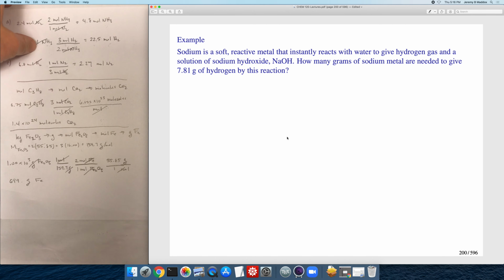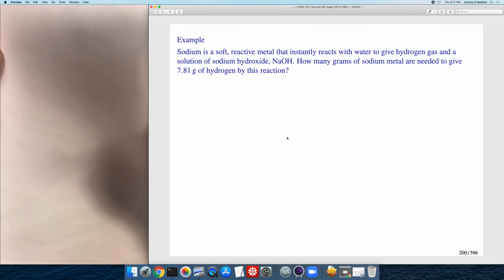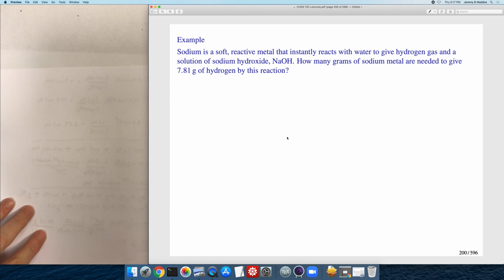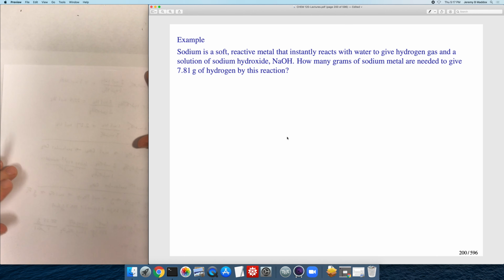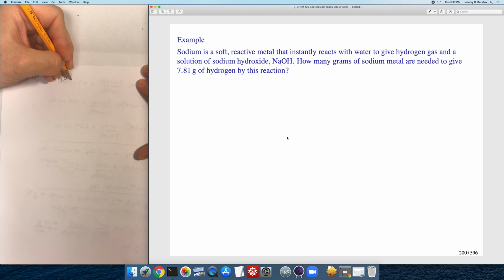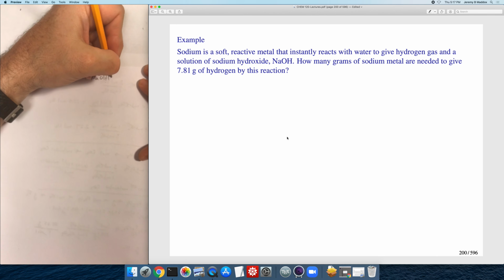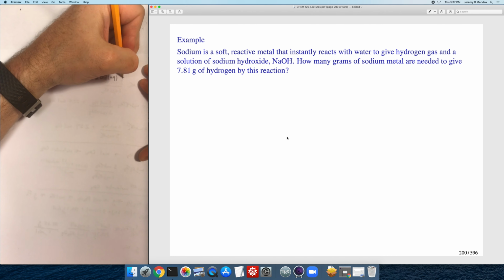Let's do another problem like that. This is bread and butter chemistry right here. And so you want to be pretty good at these types of calculations. Here we even have to come up with the reaction ourselves. And so we have sodium reacting with water. So sodium metal reacting with water, and it produces aqueous sodium hydroxide and H2 gas.